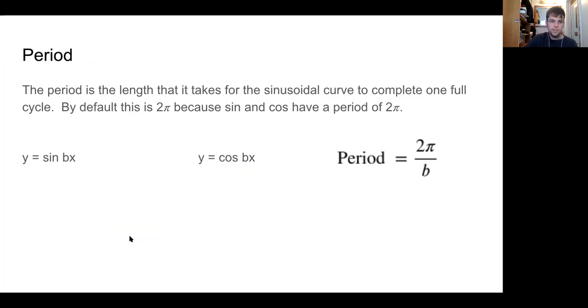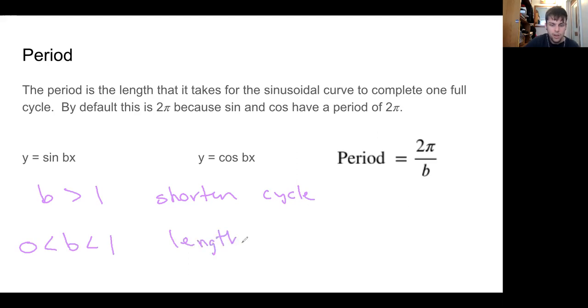let's summarize that here. If b is greater than 1, we are going to shorten the cycle, or the period. The period is going to be smaller. We're going to decrease the period. And if b is between 0 and 1, we are going to lengthen the cycle. It's going to take longer to do a full cycle, longer than 2 pi. All of this is relative to 2 pi.